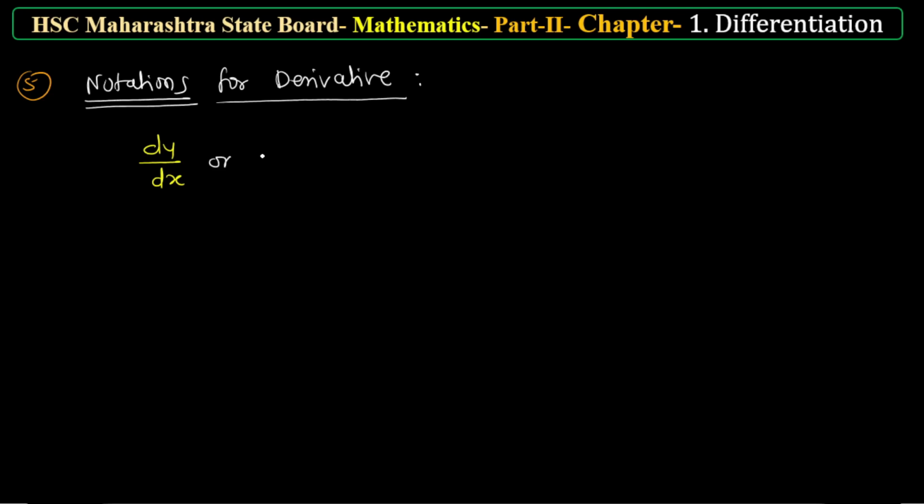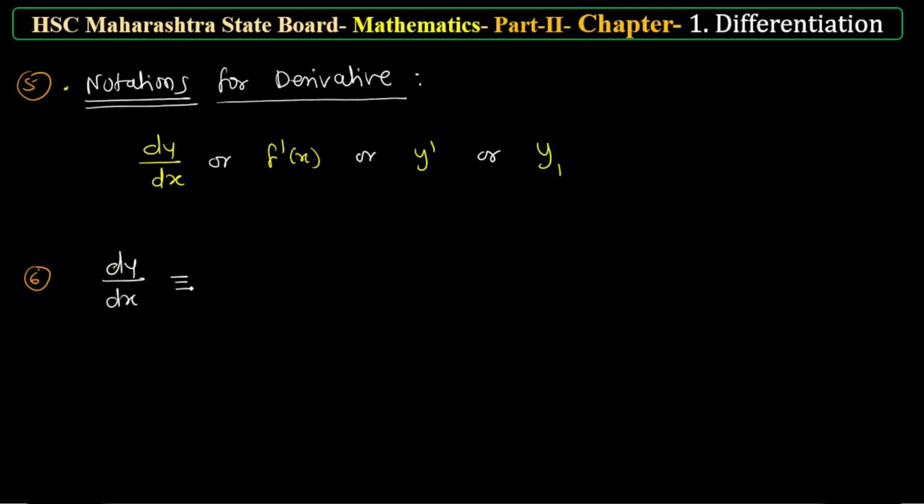Second notation, f dash of x, that is derivative, or y dash, now this is also derivative, or here y1, now this is also derivative. Here different notations are used for derivative. Here dy upon dx means derivative, f dash of x means also derivative, y dash also derivative, and y1 also derivative.